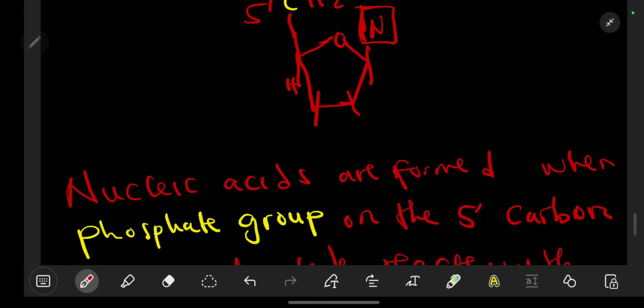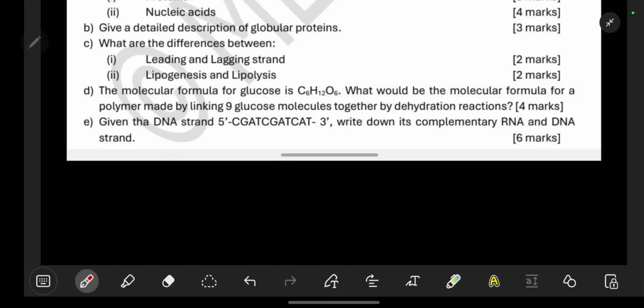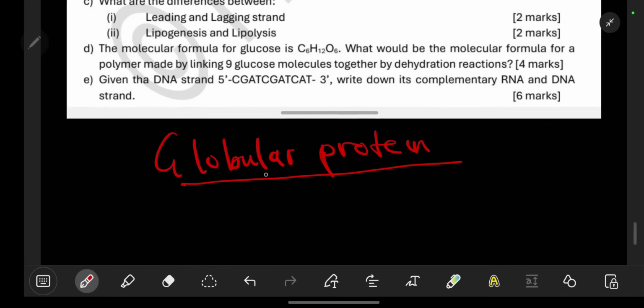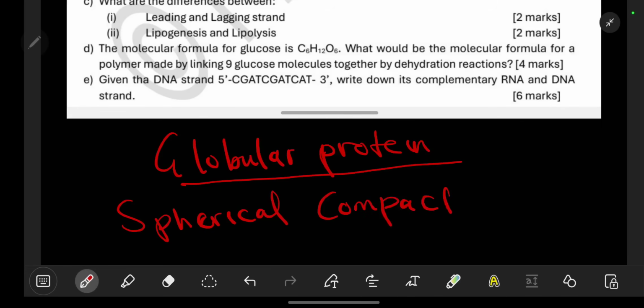Just remaining with a few questions, let's look at our next one. Give a detailed description of globular proteins. Globular proteins, number one, just from the word globular, just think of a sphere. So globular proteins are spherical. They are spherical and compact.